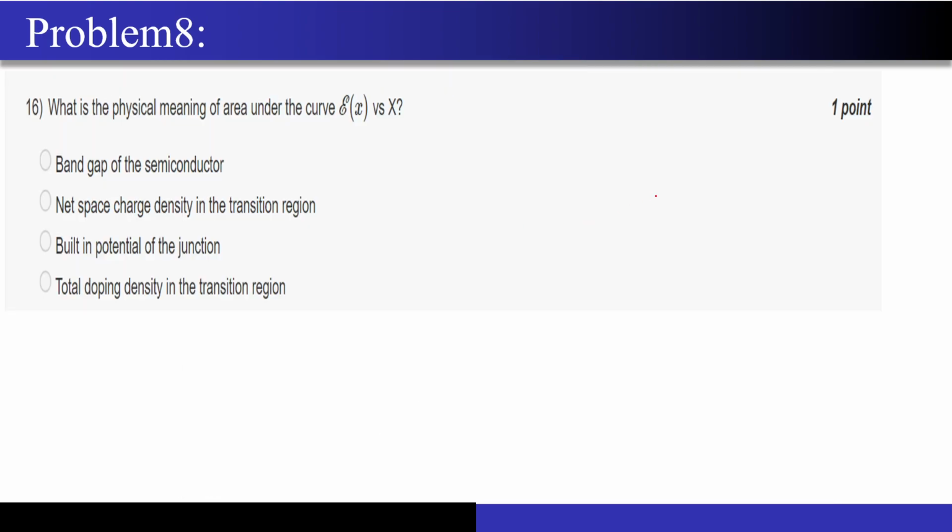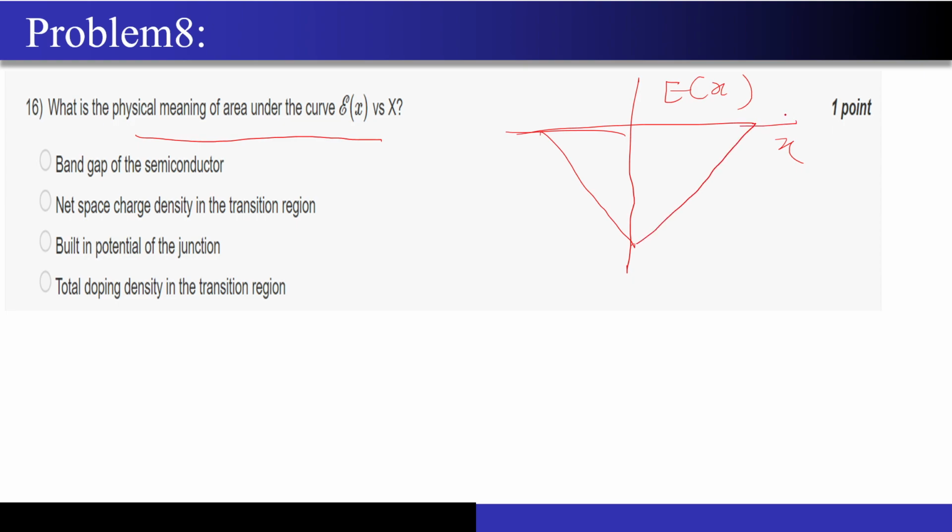Now we will move on to a few MCQ type questions. Again you guys will help me to solve. So what is the physical meaning of the area under the curve E(x) versus x? So if I just draw the E(x) versus x for you. So let's say this is my E of x, right? I'll just draw it for a PN junction, right? So this is my E of x versus x, right?